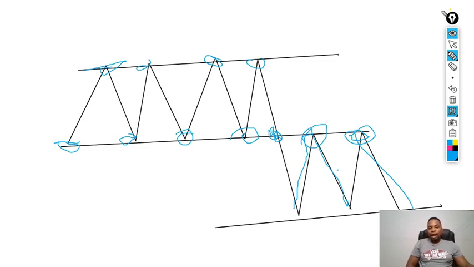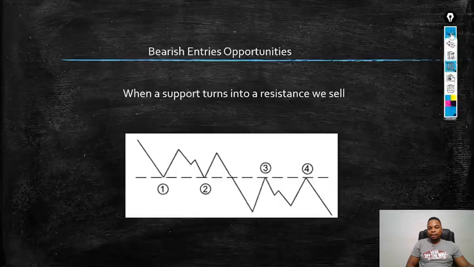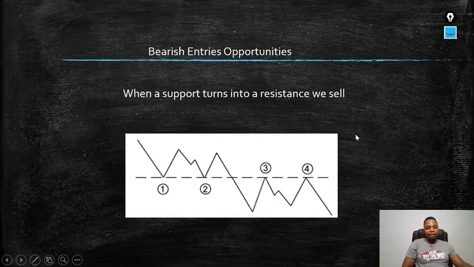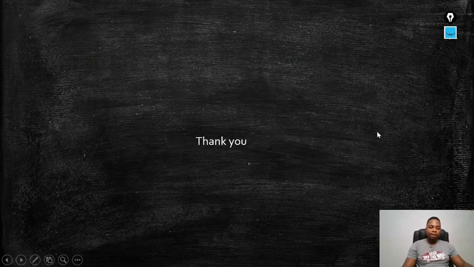So this is how the second one works. That says when a support turns into a resistance, we are looking for selling opportunities.